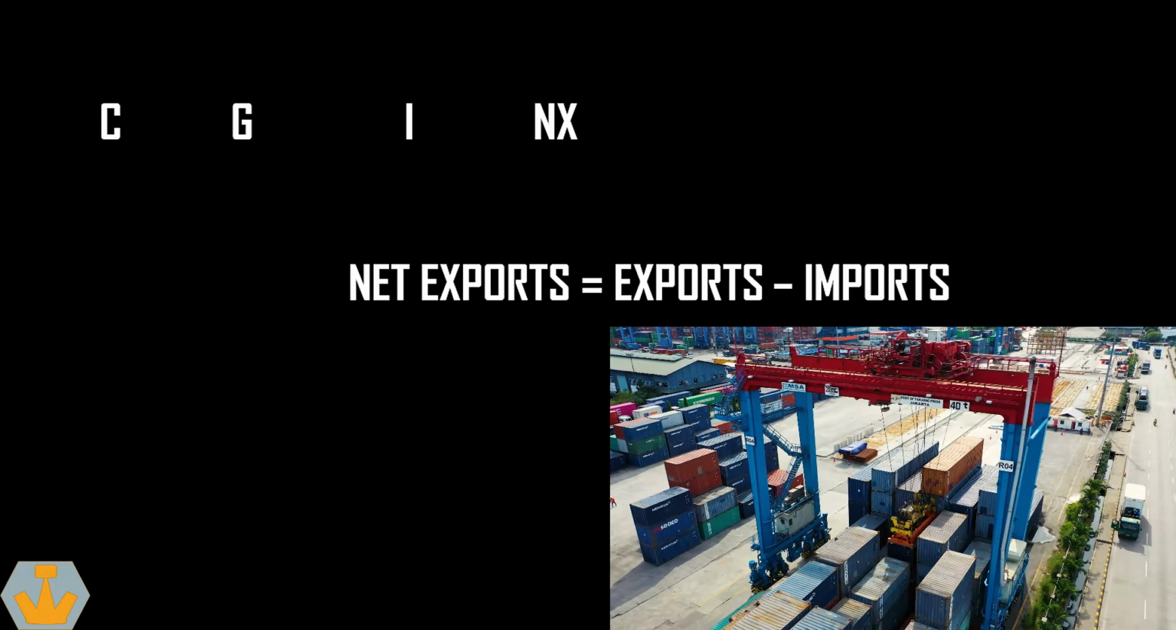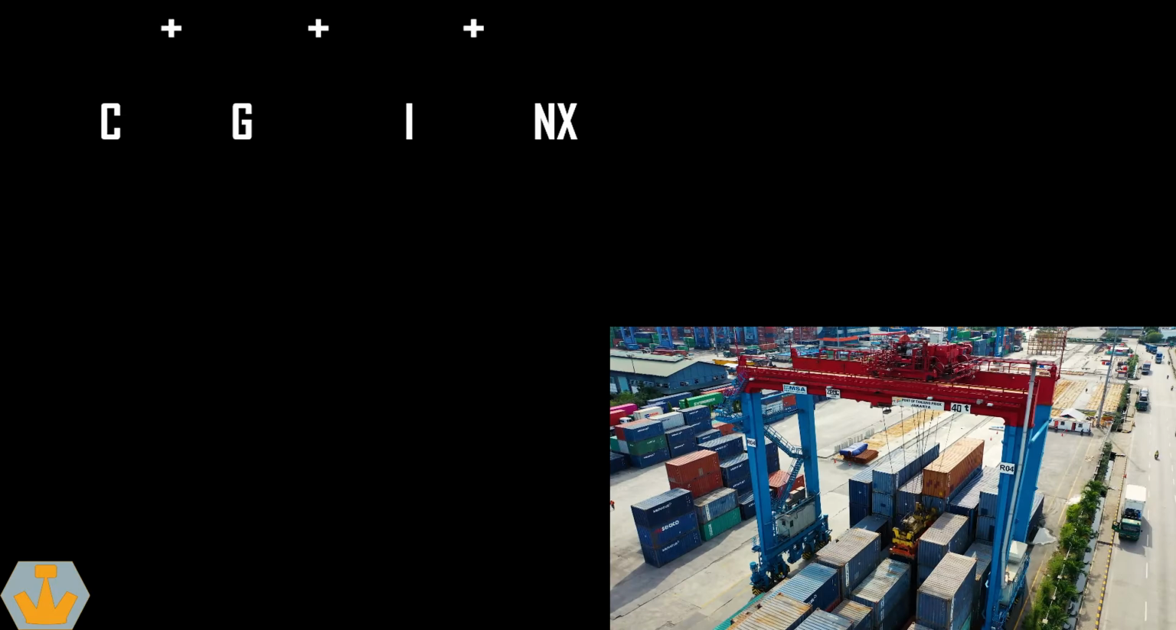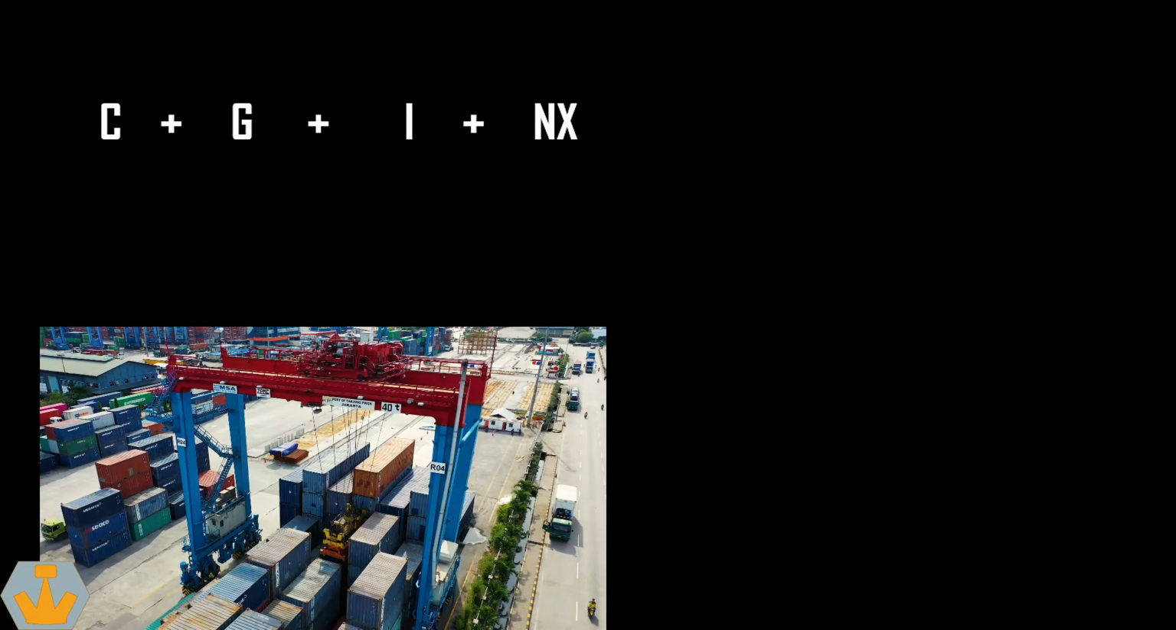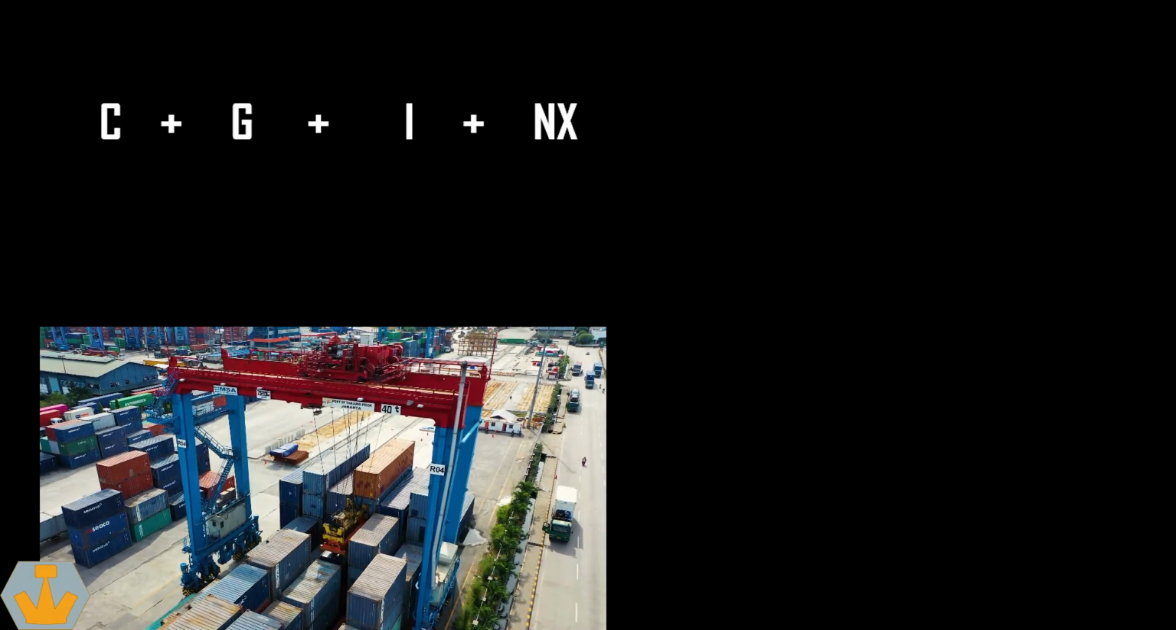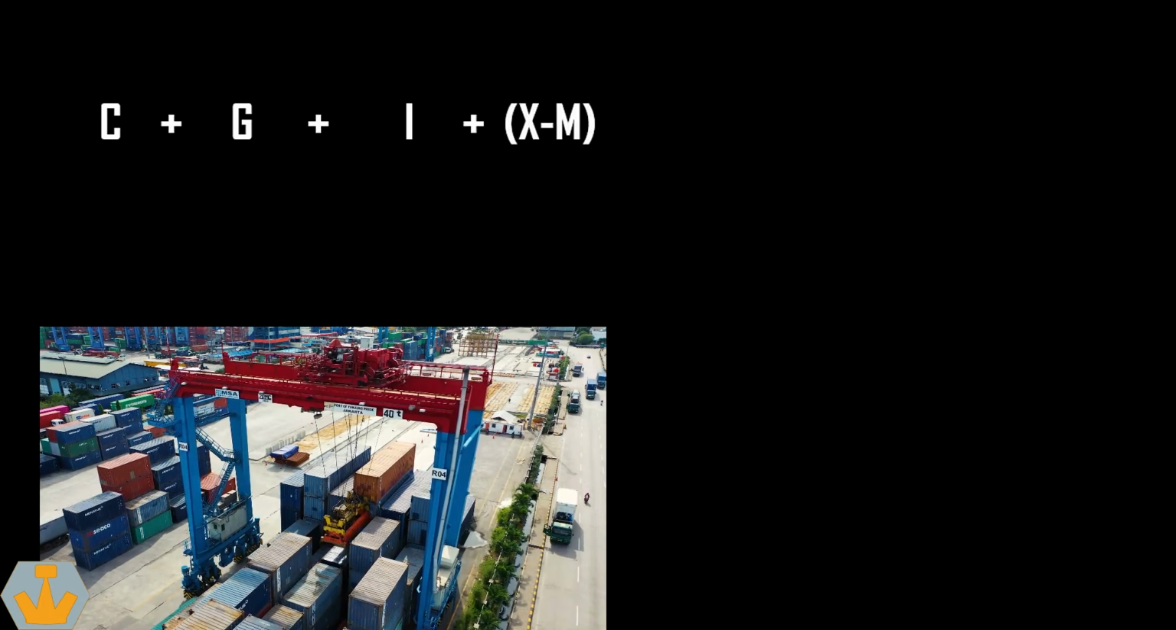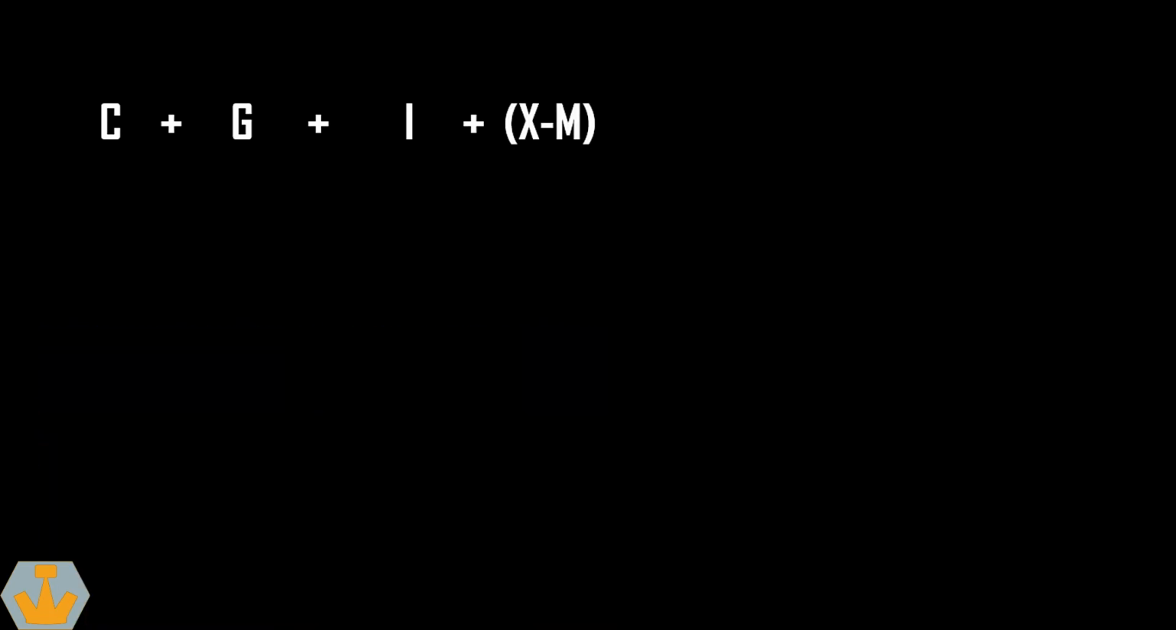So the formula will look something like this: C plus G plus I plus NX. And if you modify this just a little bit, you get C plus G plus I plus X minus M. Export minus import, that will make the net exports.